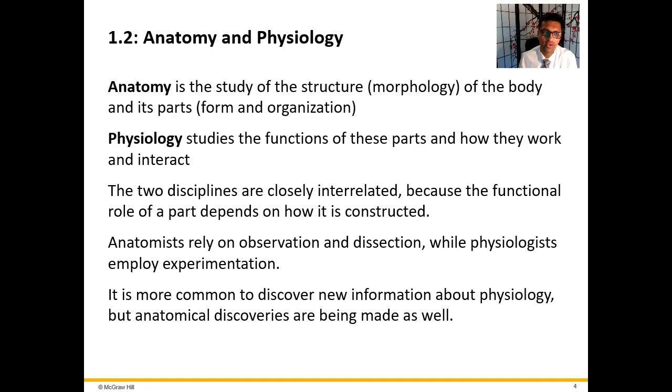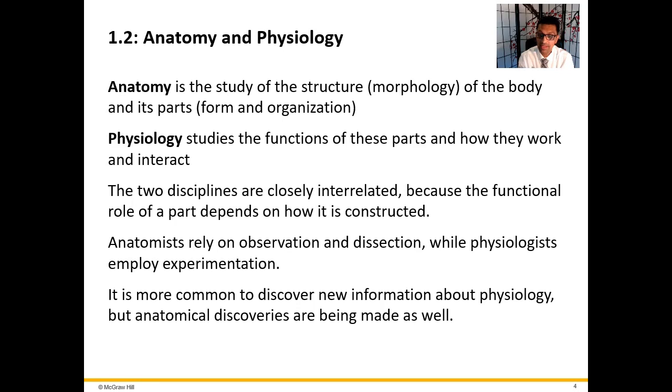And then here's a pretty good definition that you should probably know. Anatomy is the study of the structure, so the morphology of the body and its parts, the form and the organization. So that's the structure, right? Physiology studies the function of these parts and how they work and interact.